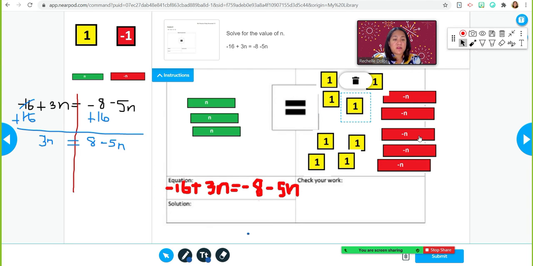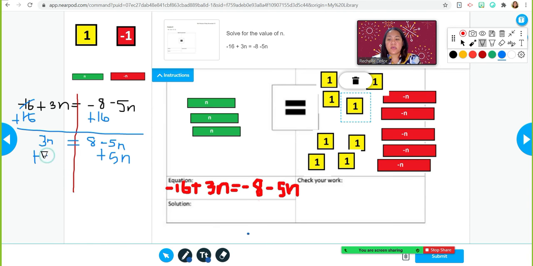Now what's the next step? We need to isolate the variables on only one side, not on both sides, right? For me, I would rather always do it on the left side, so that you always have the variable on the left side. Therefore, we need to get rid of the negative 5n, right? How are we going to do that? We need to add positive 5n on both sides.